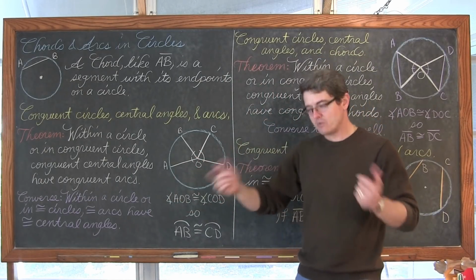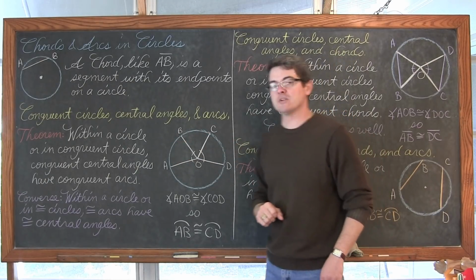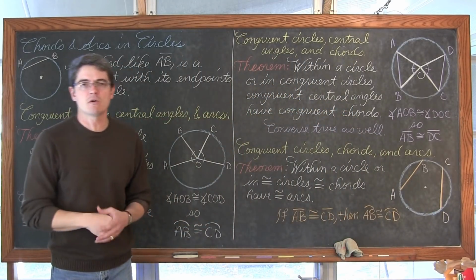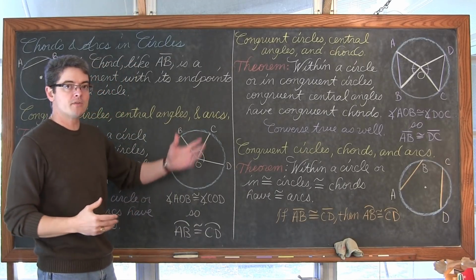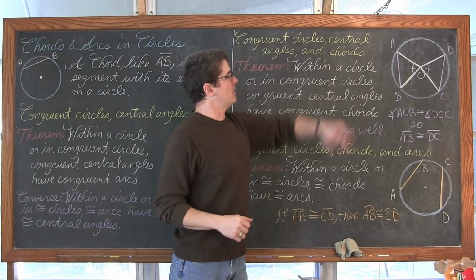Within a circle or 2 congruent circles, if you have congruent arcs, then you have congruent central angles. This will all come in handy as we do our 5 examples after I get done going through these 7 theorems. Okay, what's the relationship between the central angle and the chords?